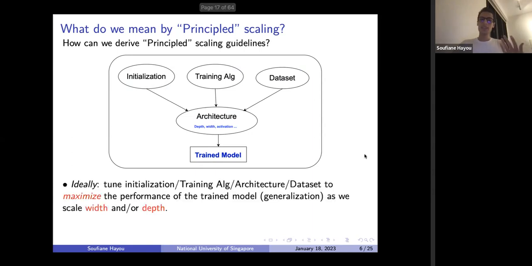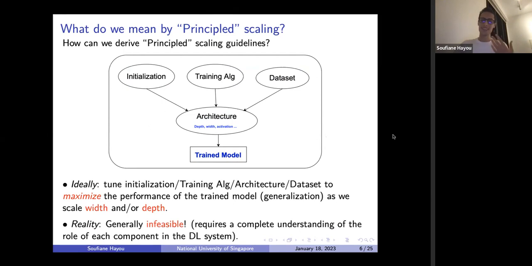So ideally, what we mean by principled scaling is the following. We want to tune all these components, the initialization, the training algorithm, the architecture, the data set, to maximize the performance of this trained model, okay, as we scale the width and depth, or both at the same time. Okay. Now, in reality, this is unfeasible. Why? Because it requires a complete understanding of the role of each component in this deep learning model. Okay, and we are actually far from understanding exactly the role of each component in this model, right?